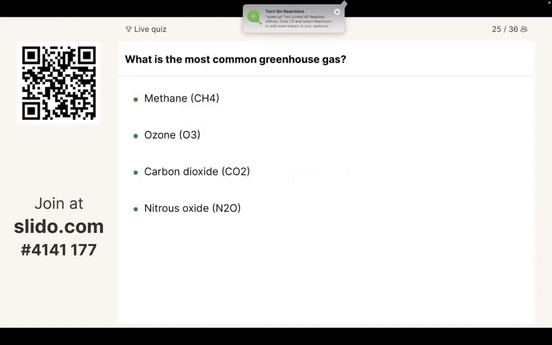okay, let's go ahead and answer this. Can you scan this? Or you can open a browser and write slido.com and enter this particular code, 4141177. Once you are ready, put Y in the chat box so we can start.